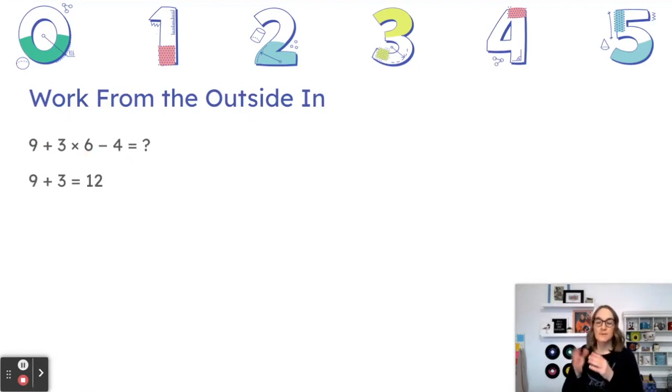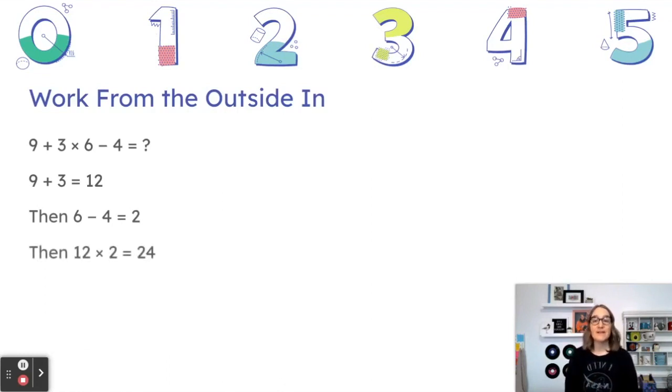If we start on the left, we have 9 plus 3. That gives us 12. Now let's simplify the other expression. 6 minus 4 gives us 2. And then we can take those two results together and multiply them, which is the final step. 12 times 2 makes 24. But we have 68 and we have 24. Which answer should we give to Captain Picard?